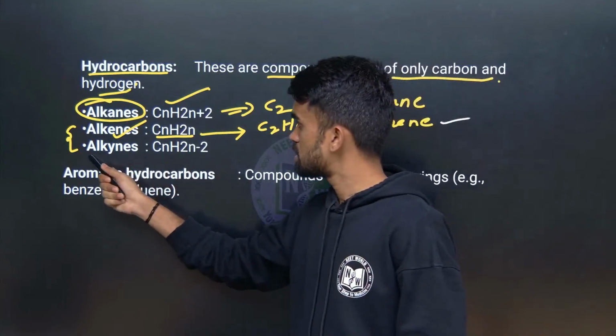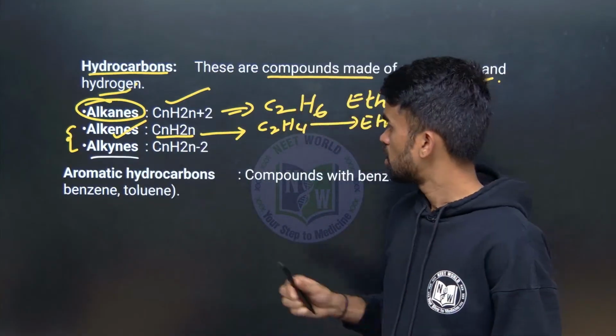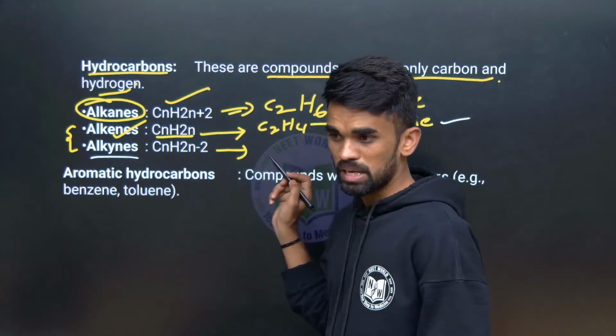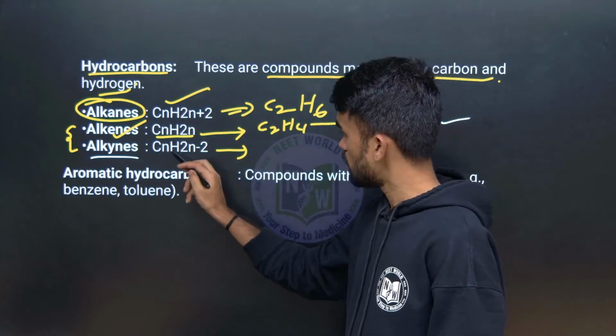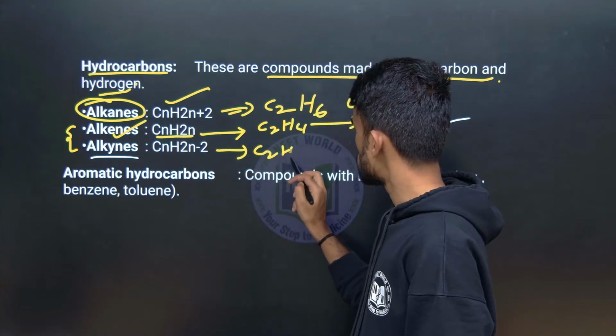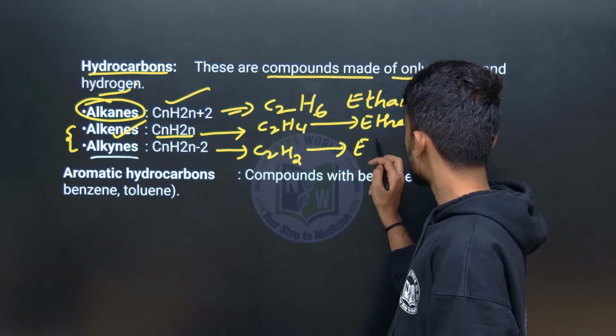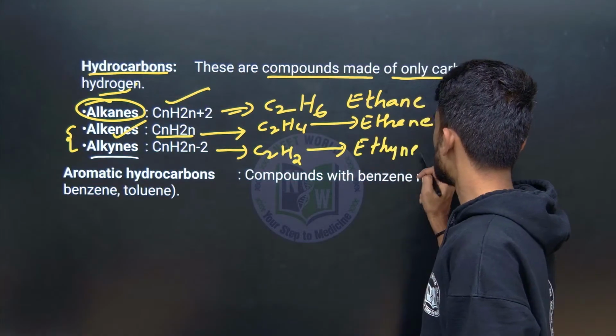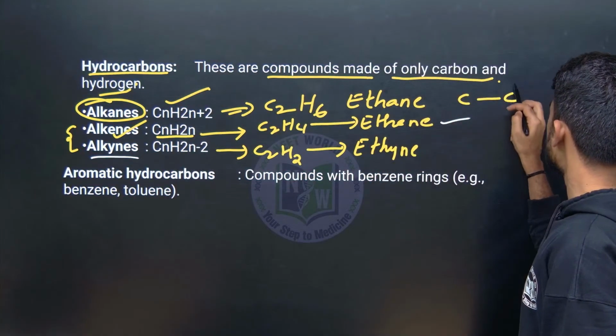And now what about this? CnH2n minus 2 means C2H2. So it is ethyne. So its structure will look like this.